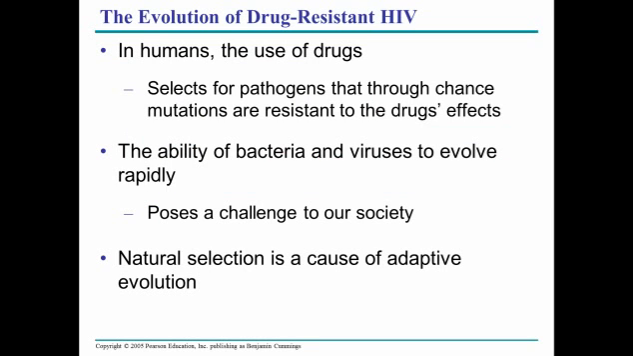So evolution of drug-resistant HIV would be another one. It selects for pathogens that through chance mutations are resistant to the drug's effects. So we have different strains of HIV that have reproduced more quickly because they're resistant. We all know about bacteria and viruses that can evolve very rapidly and are a very challenging problem to our society, like MRSA, methicillin-resistant Staphylococcus aureus, for example.